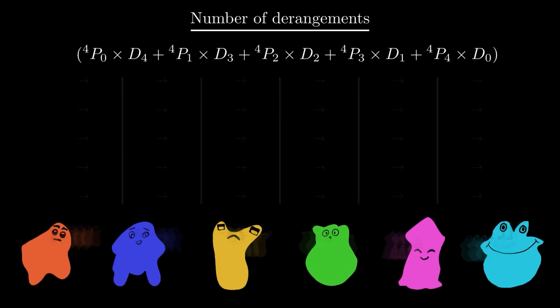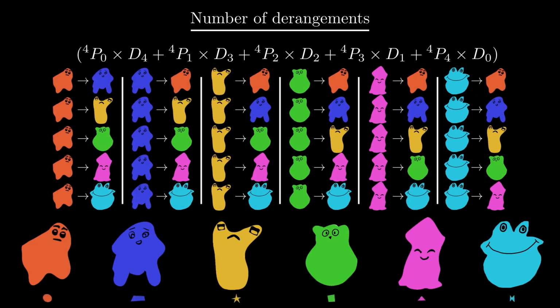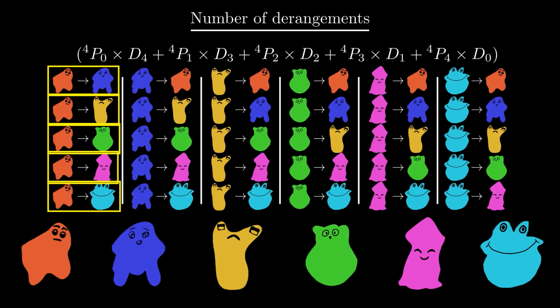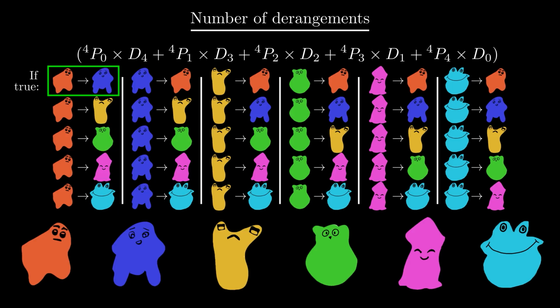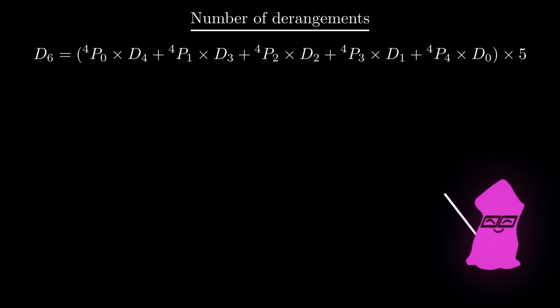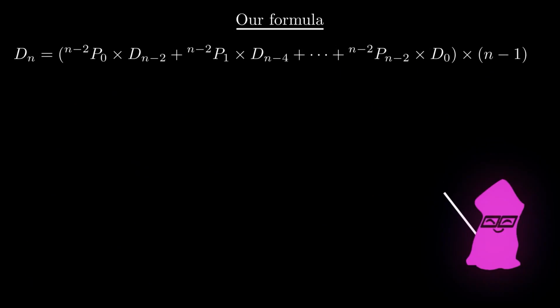Let's look at all possible conditions, not just red to blue. For every possible derangement, exactly one of these 5 conditions must be true. This is because each blob, including red, must pass the gift on to another blob. And since red can only pass out one gift, these 5 conditions are mutually exclusive, so we can just multiply by 5 to find the total derangements. We can generalize the formula by applying the same logic to any n derangements.